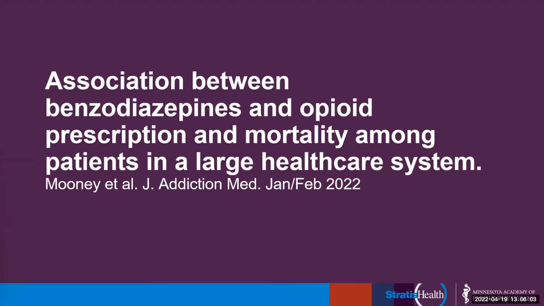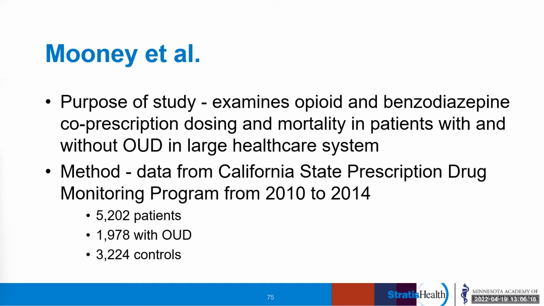One last study. This was actually an association between benzodiazepines and opioid prescription mortality among patients in a large health system. Now, I'm just going to pull in the opioids just a smidge, because I couldn't ignore it. Next slide. And really, they were just looking at opioids and benzos and co-prescription. And I think this is something that's always talked about with report cards and how we're doing as far as prescribing. This was taken from a large study from California with their state prescription drug monitoring program, much like ours. They looked at 5,200 patients and about 2,000 of them had OUD. So lots of controls. They had 3,000 controls.